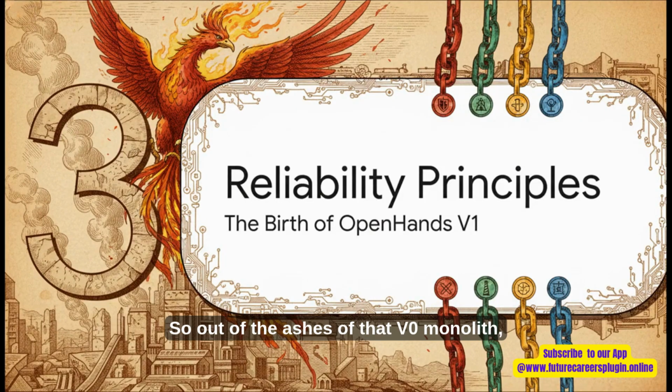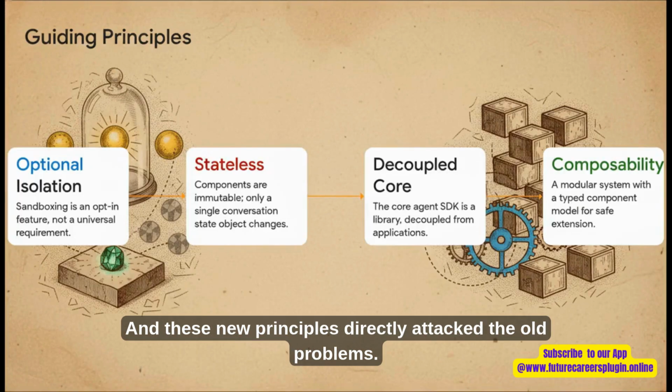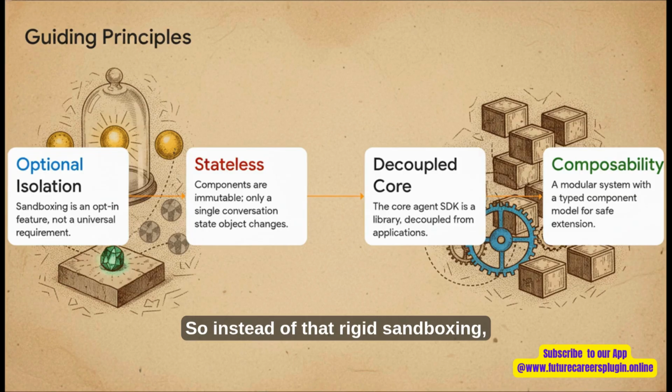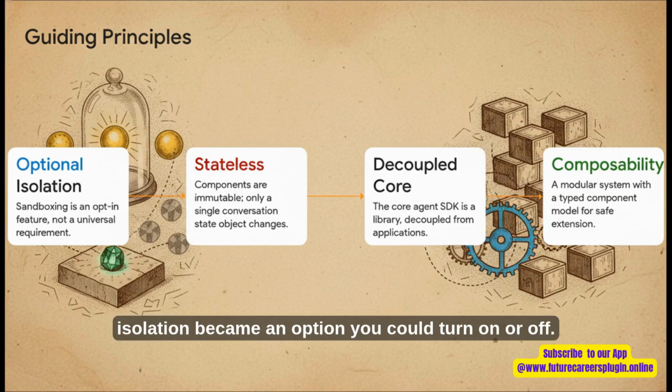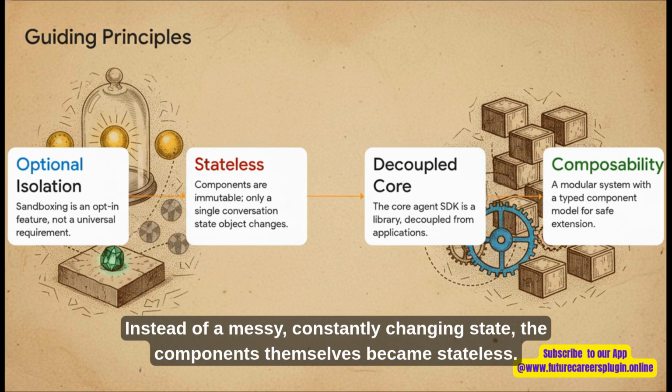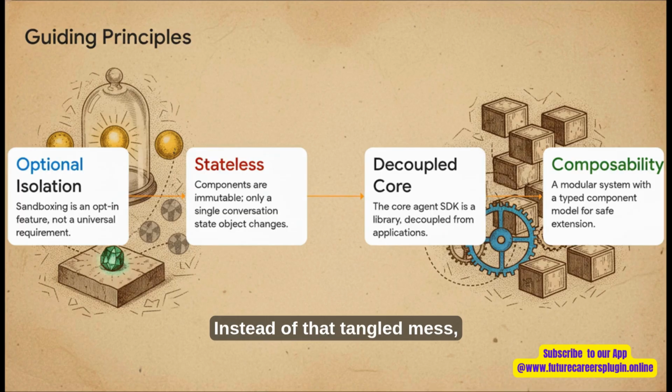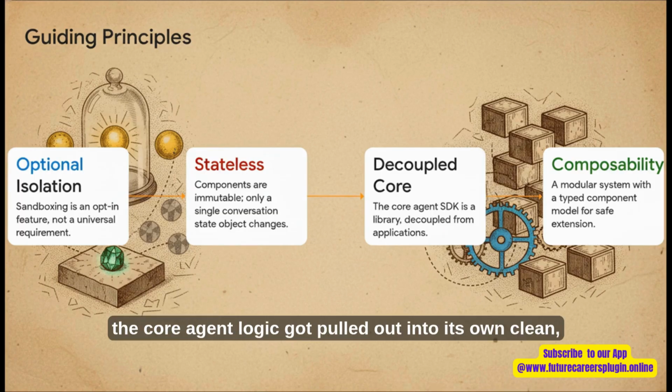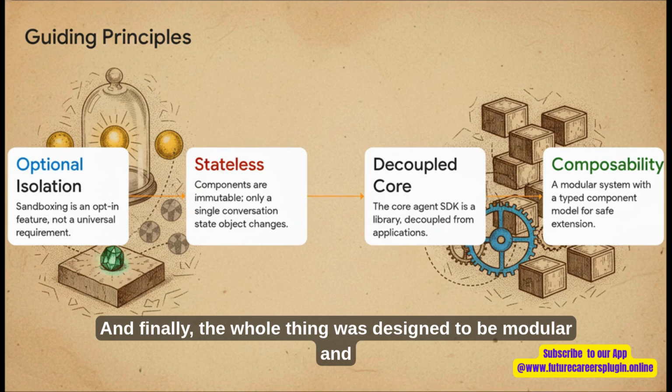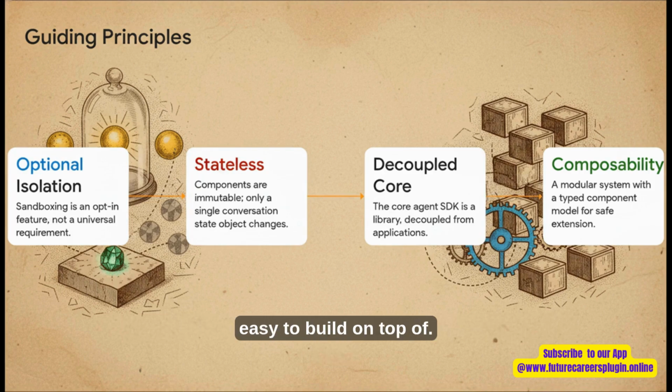So out of the ashes of that V0 monolith, a new and way more robust architecture was born. OpenHands V1 was rebuilt from scratch, and it was all guided by 4 hard-won lessons for making agents you can actually rely on. And these new principles directly attacked the old problems. So instead of that rigid sandboxing, isolation became an option you could turn on or off. Instead of a messy, constantly changing state, the components themselves became stateless. Instead of that tangled mess, the core agent logic got pulled out into its own clean, separate library. And finally, the whole thing was designed to be modular and easy to build on top of.